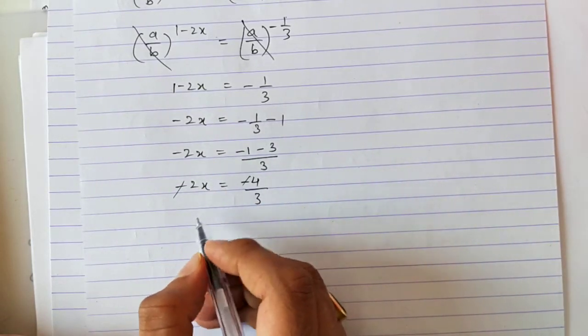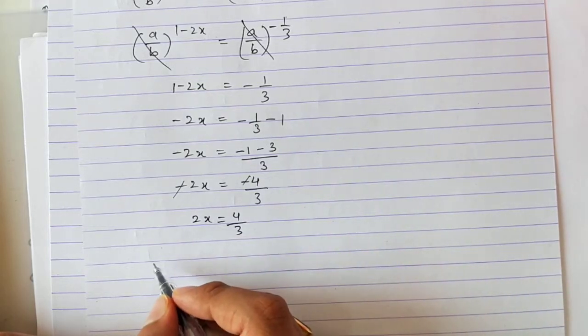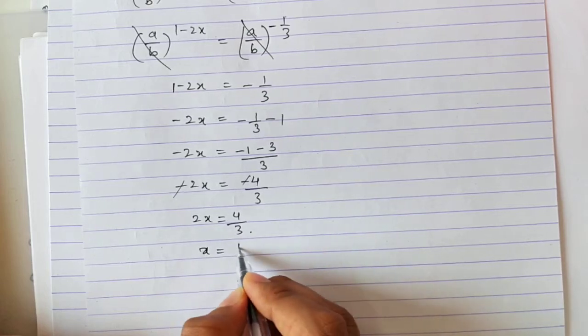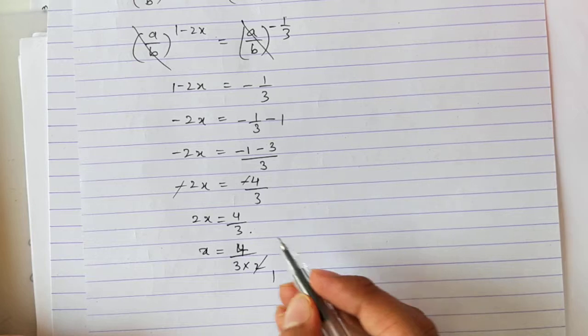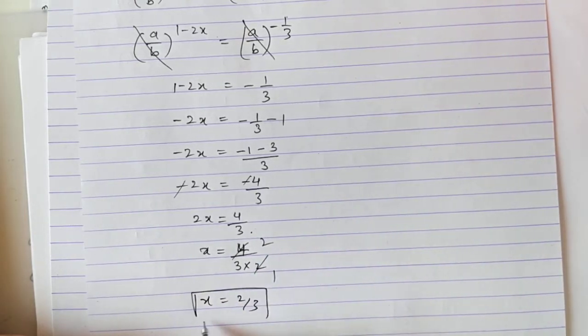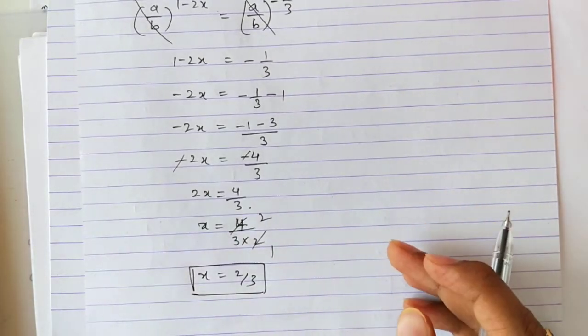Minus sign will get cancelled. 2x is equals to 4 upon 3. This 2 will get multiplied here with 3. So 2 1s are, 2 2s are, final answer is 2 upon 3. Okay? Copy the sum.